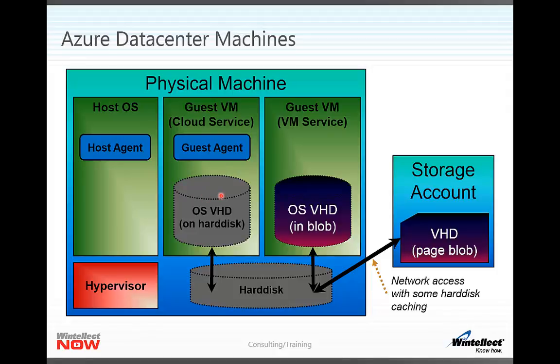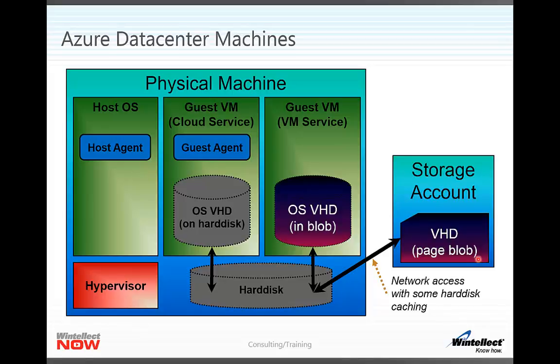Let's talk about the guest VMs that are used for the virtual machine service. For the virtual machine service, as I said before, you at your desktop create a virtual hard drive, and you can install whatever operating system you want on there. And you install whatever other components you want on there and your application code and so on. Then you take that virtual hard drive and you upload it into a Windows Azure storage account, into a thing which is called a page blob.